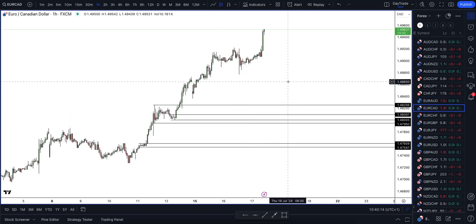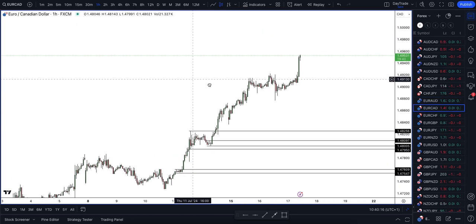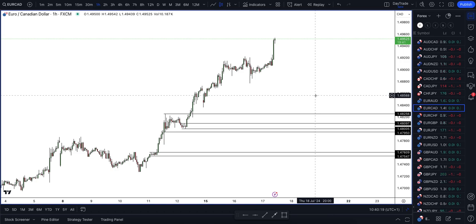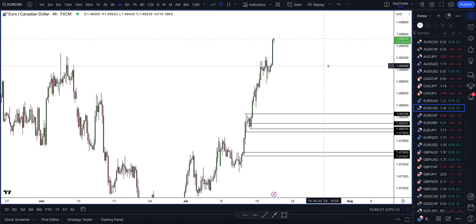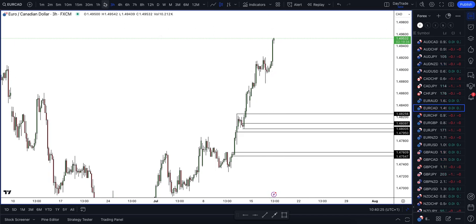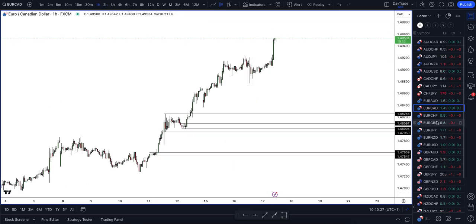Okay, EuroCAD. Nothing on here either. Pretty boring price action. This was actually probably a zone we probably missed. Nah, it's got a big long wick. Nothing we'd be interested in.